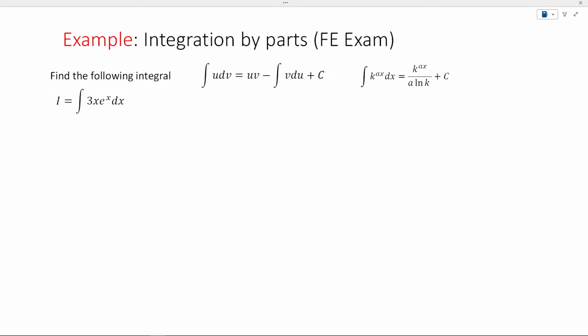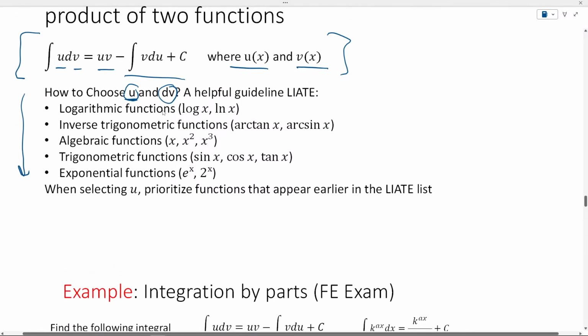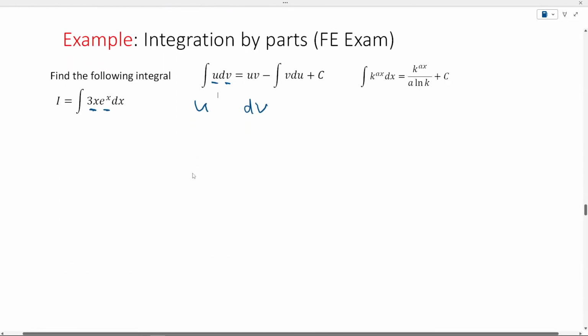So again, we have two functions here. I have this one and I have this one. One of them needs to be my u function and one of them needs to be my dv function. Which one should be my u and which one should be my dv? You go to this list here. The ones that appear first in this list should be your u function. So this appears first, like this algebraic function x squared and so on. This appears before this, so this should be my u function and this should be my dv function. That's basically how you do this.